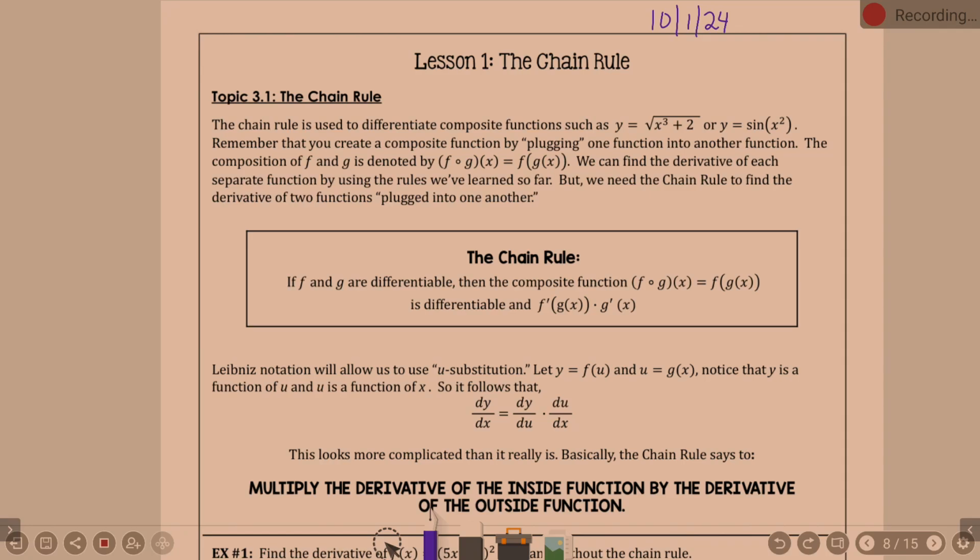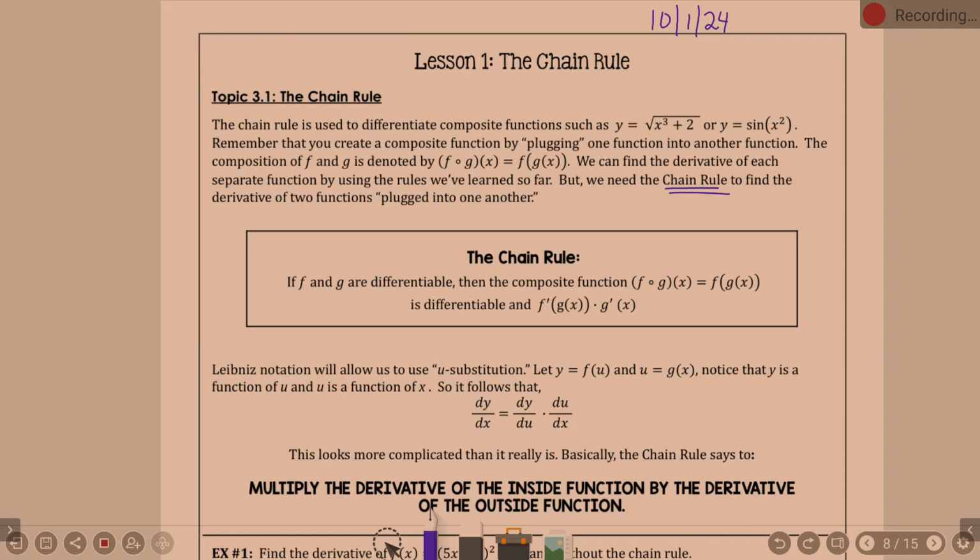So remember, you create a composite function by plugging one function into another, thus f o g and g o f. We can find the derivative of each separate function by using the rules we've learned so far, but we need the chain rule to find the derivative of two functions plugged into each other. So it's how do we handle the compositions.